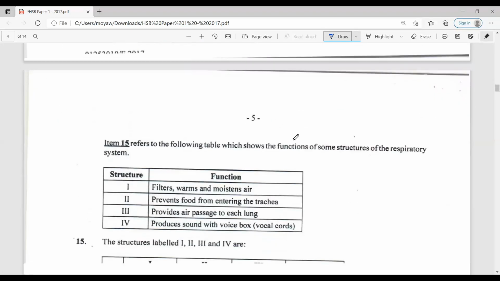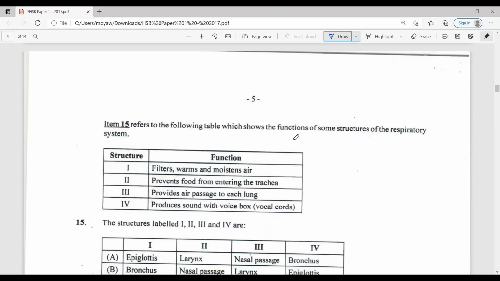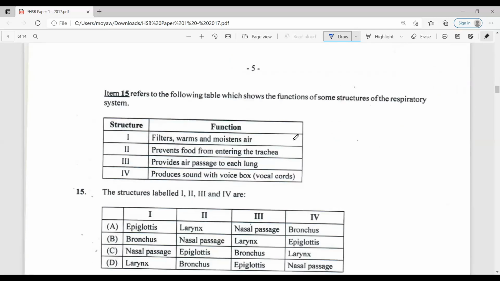15. Item 15 refers to the following table, which shows the functions of some structures of the respiratory system. So we have 1, filters, warms and moistens air. 2, prevents food from entering the trachea. 3, provides a passage to each lung. Then 4 produces sound with the voice box or the vocal cord. So now we're trying to figure out which structure of the respiratory system is going to do that.